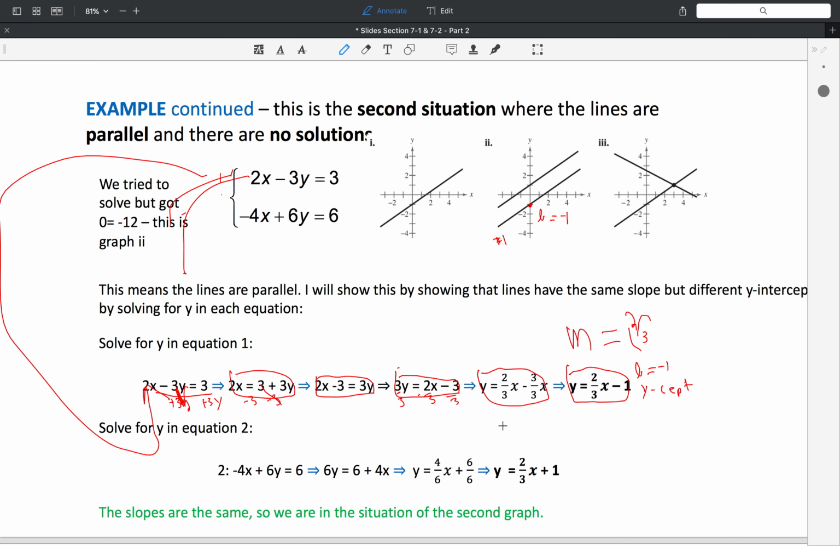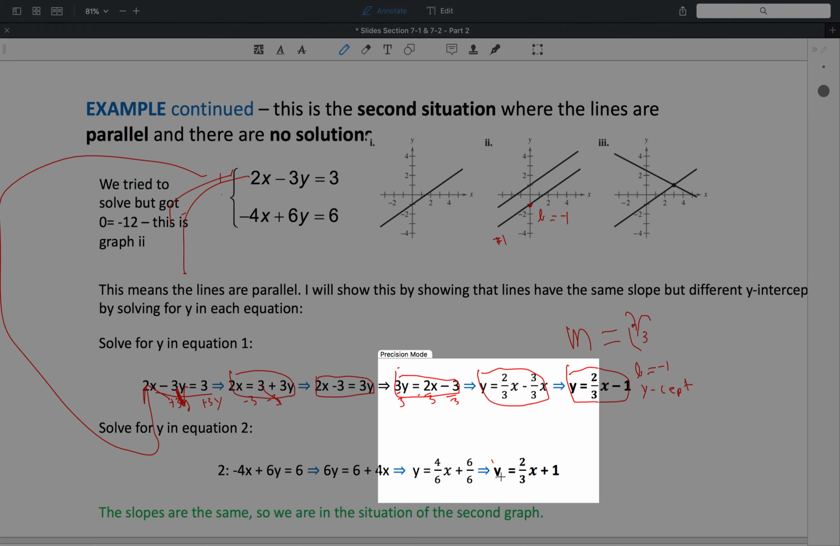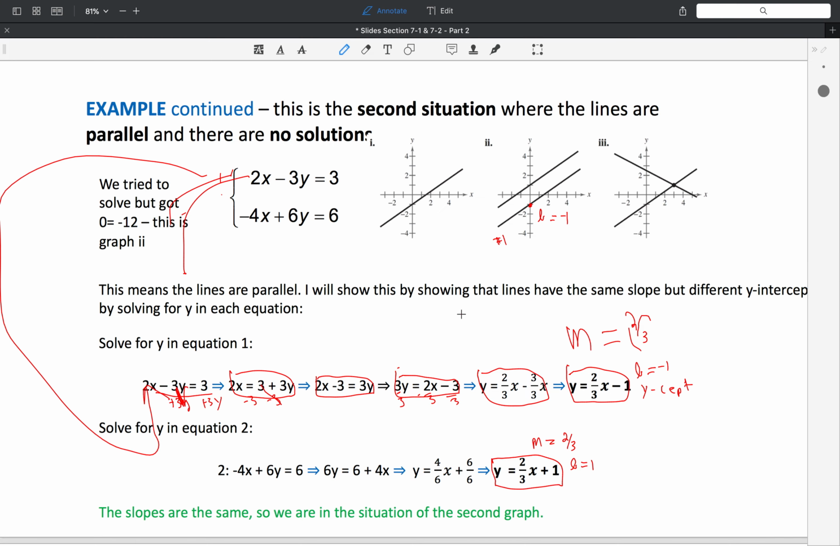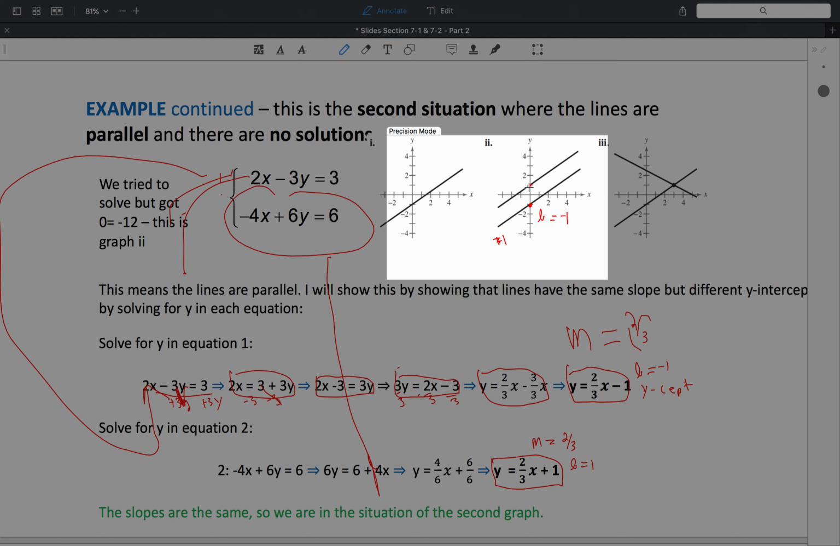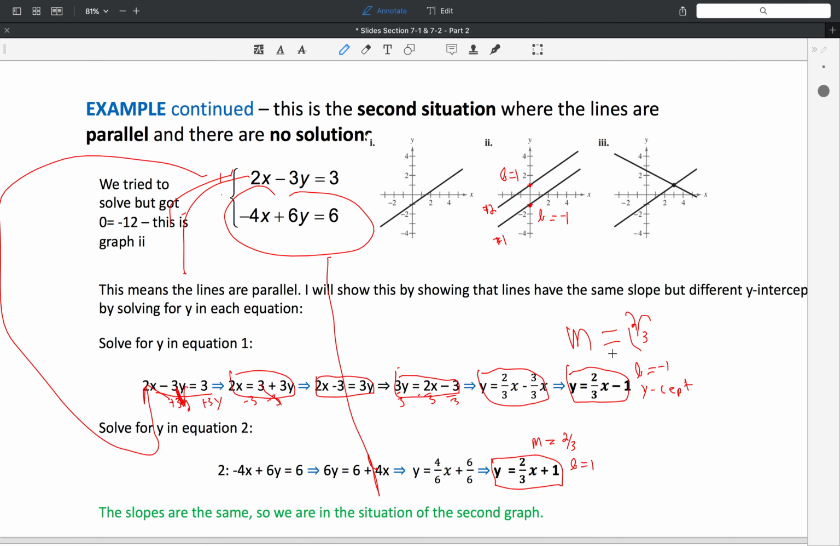I'm not going to go through all the math, but I solve. And I'll let you go through this if you want. And then I have another line. Same slope, but a different y-intercept. Here b is 1. And so that's going to be this again, remember, and this leads down to here. So here I have line number 2, and my intercept is 1. So again, I have parallel lines, no solution. They don't touch.